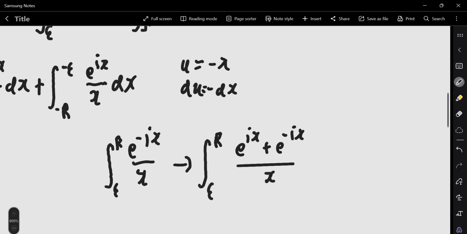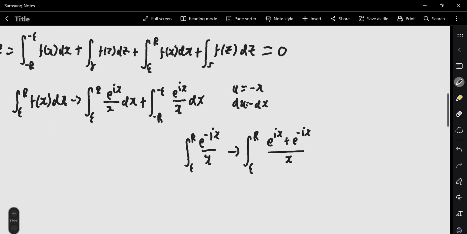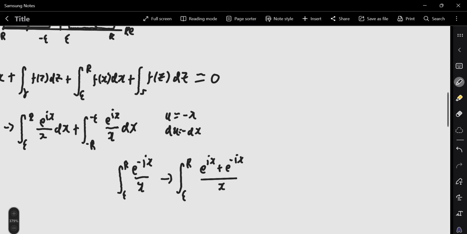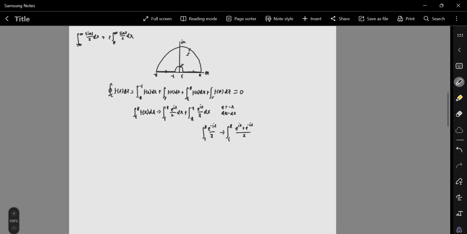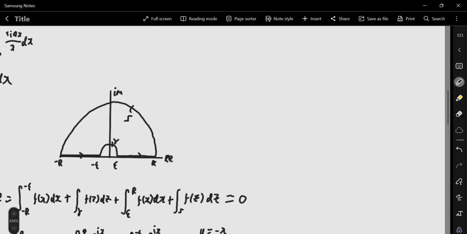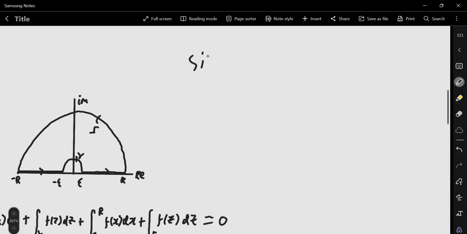Look familiar, guys? It's basically just your definition for the sine of x. What is our definition for the sine of x? Well, sine of x is the integral... No, it's not. What am I doing? Sine of x is e to the ix plus e to the minus ix all over 2i.